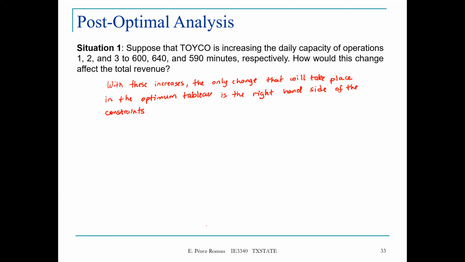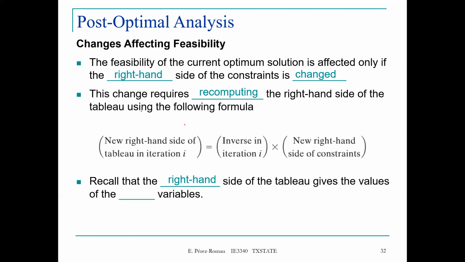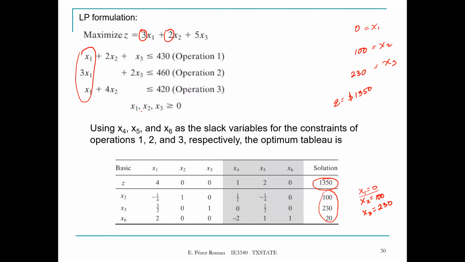Okay, so if we look at the optimal solution of this tableau, we can identify the inverse. This is our inverse, and we can identify our basic variables. So the only thing that we are changing is this right-hand side, and we want to find how would this change affect the total revenue.